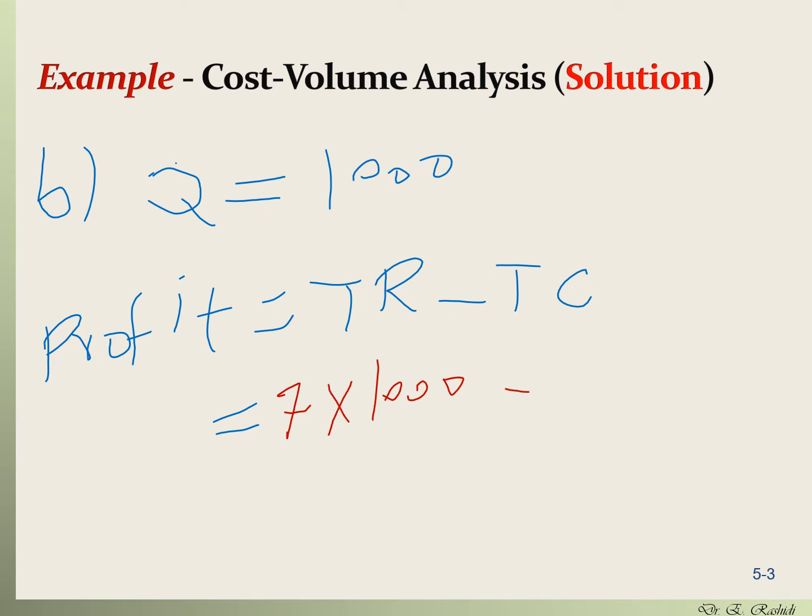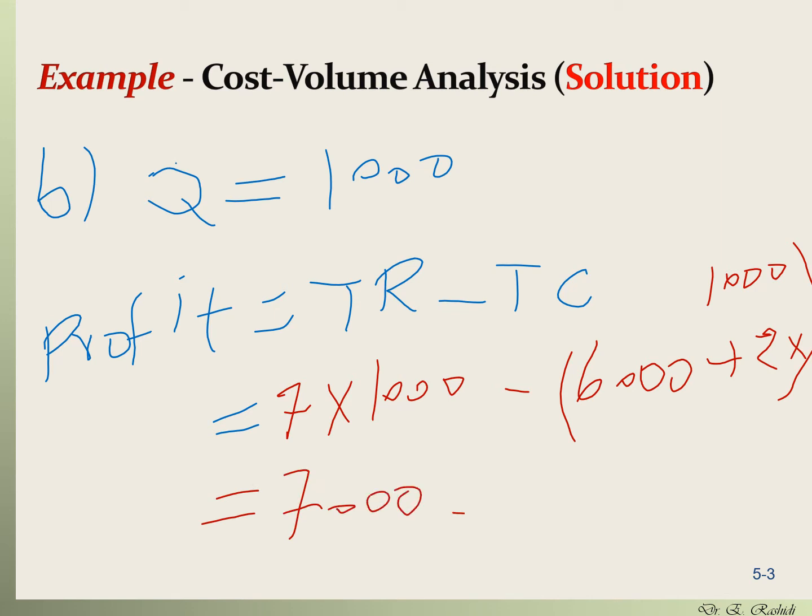That's the total revenue minus the total cost. The total cost is the fixed cost, which is 6,000 here, plus the variable cost, which is unit cost V, which is 2, multiplied by the quantity, which is 1,000. So this is equal to 7,000 minus 6,000 plus 2,000, which is 8,000. So minus 8,000. That is equal to negative 1,000.